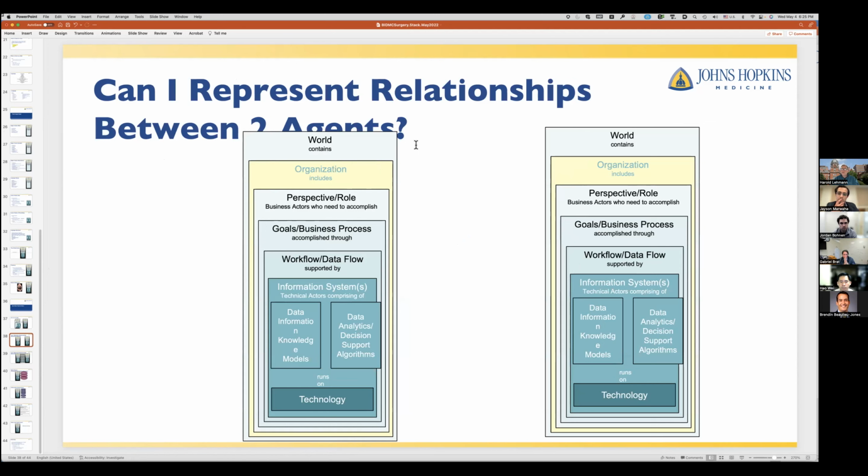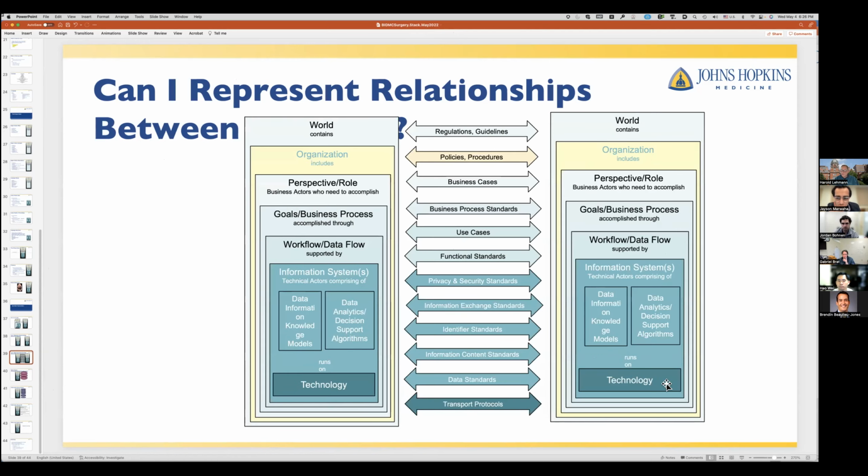Relationship between two agents, right? So we talk about interoperability a lot, right? And interoperability sounds like getting data from here to here. But the real story is that you can't get data going across from one place to another at any level unless it goes across at every level. And this is a hard lesson to learn.